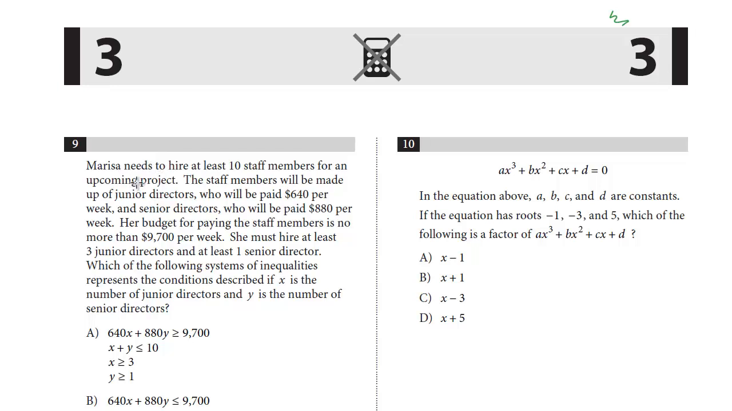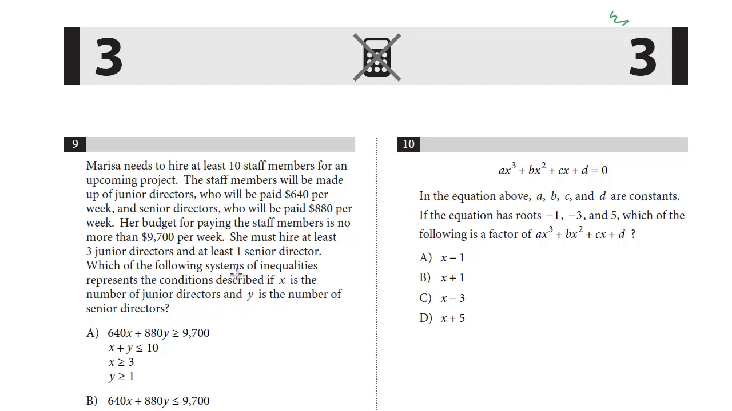Question 9. Marissa needs to hire at least 10 staff members for an upcoming project. The staff members will be made up of junior directors who will be paid $640 a week and senior directors who will be paid $880 per week. Her budget for paying the staff members is no more than $9,700 per week. She must hire at least 3 junior directors and at least 1 senior director. Which of the following systems of inequalities represents the condition described if X is the number of junior directors and Y is the number of senior directors?